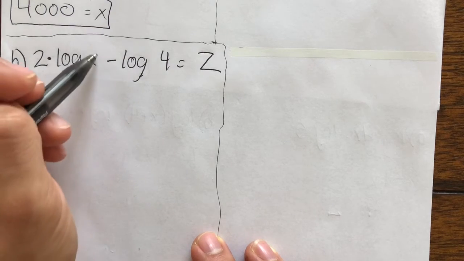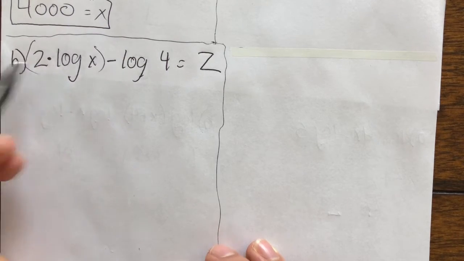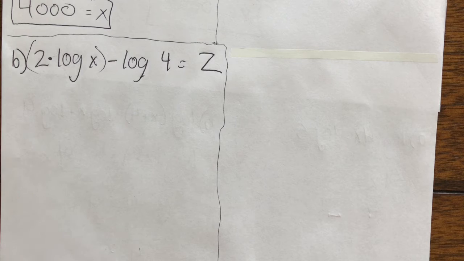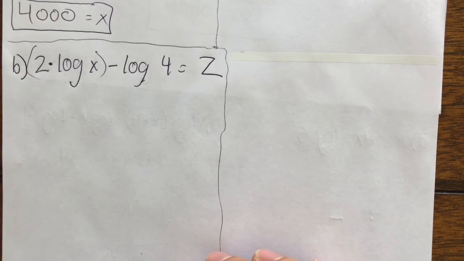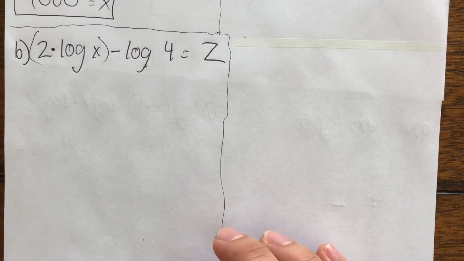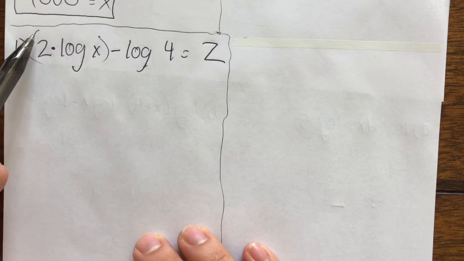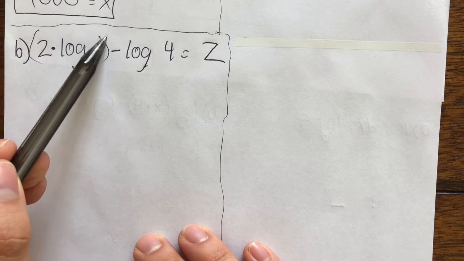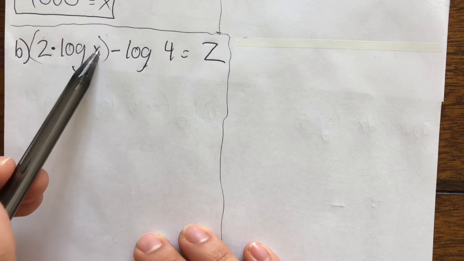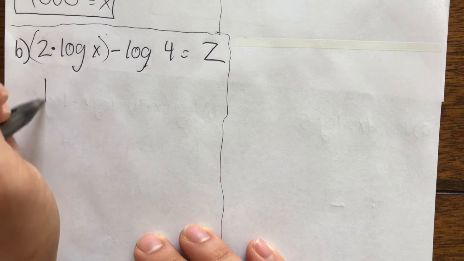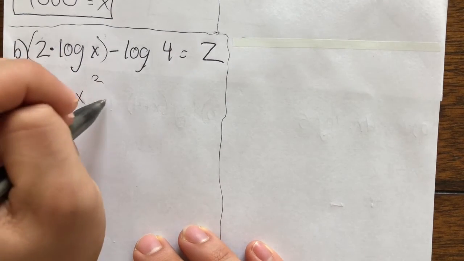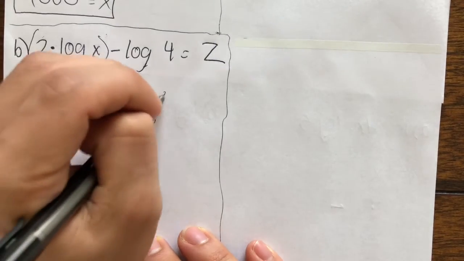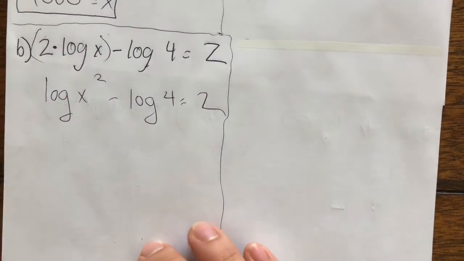If you want to put parentheses in between those two, it would be very helpful. So the first thing I want to do is clean this one up since we have a number in the front. Now I can use the power property to move this 2 behind the log. I'm going to bring it behind this x and turn it into an exponent. So it's going to be log of x to the second minus log 4 equals 2.